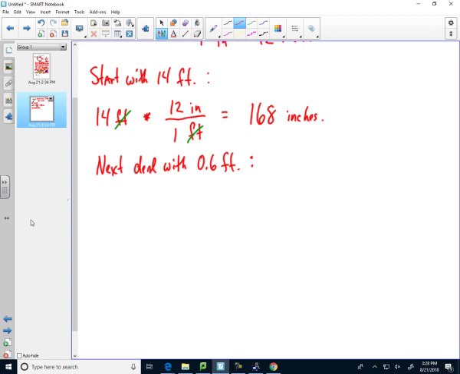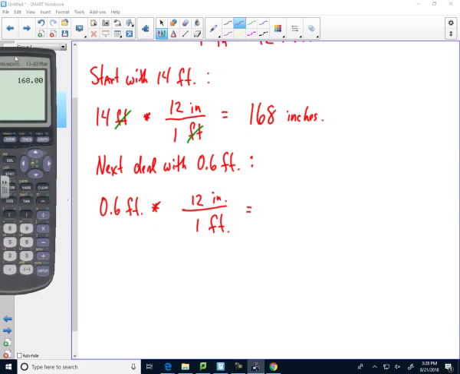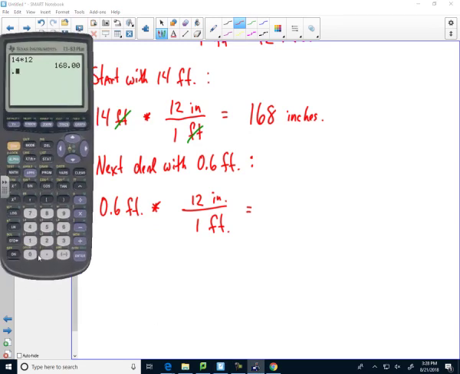Same thing we did before, 0.6 feet. We want to get rid of the feet, so we put that on the bottom. We want to wind up with inches, so we put that on top. What's the relationship? Well, 12 of these is one of those. So, this tells us if we multiply 0.6 times 12, we're going to get 7.2 inches.